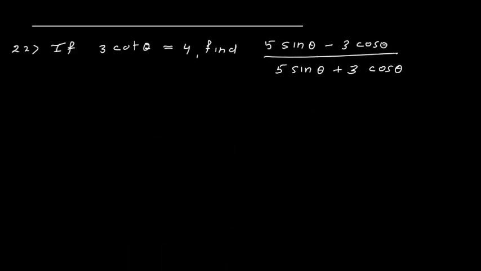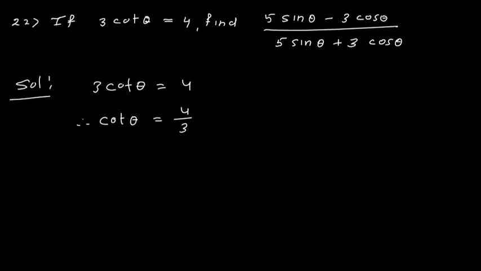Let us see the next question, question number 22. In question number 22, we have 3 cot theta equal to 4 and we have to find 5 sin theta minus 3 cos theta upon 5 sin theta plus 3 cos theta. So in solution, we have 3 times cot theta is 4, therefore cot theta we will write 4 upon 3. Cot theta is 4 upon 3.